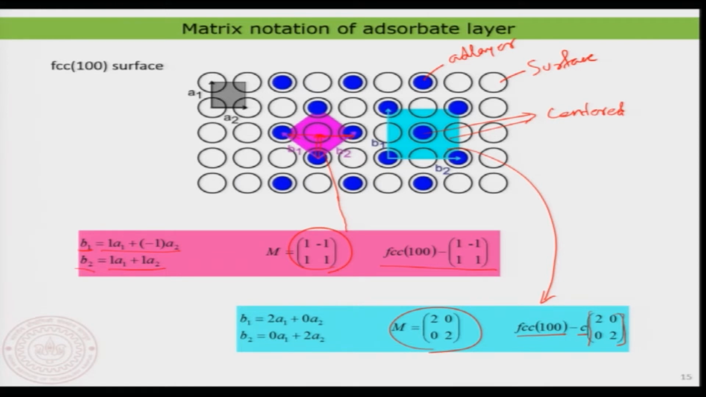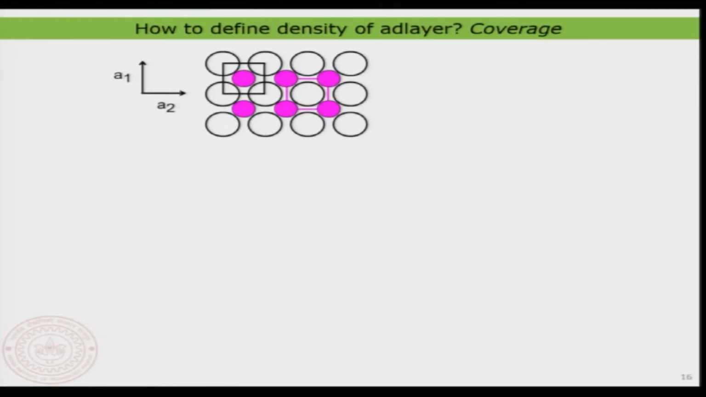Now, during the assignment time, we will give you more assignments to work out, and then you can solve more complex Adlayers and get familiarized with these kinds of notations, both the Woods notation and the metric notation. Now, before we look into the real Adlayers, let me also introduce something called coverage. What is the meaning of coverage?